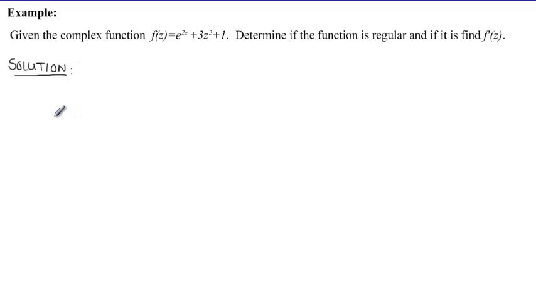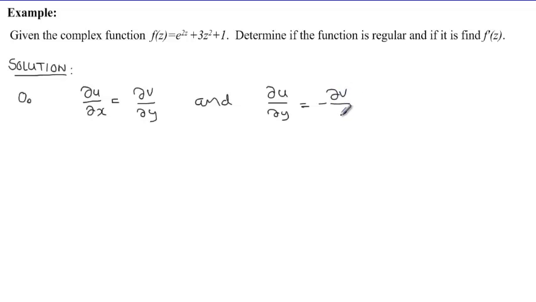Now remember, our initial step here will be to recall the Cauchy-Riemann equations, which say that delta u, delta x is equal to delta v, delta y, and delta u, delta y is equal to minus delta v, delta x. And as noted, these are the Cauchy-Riemann equations. They must be satisfied if the function is regular, or say analytic.